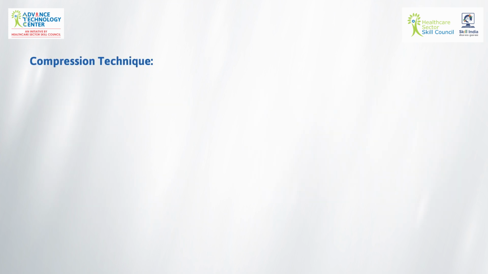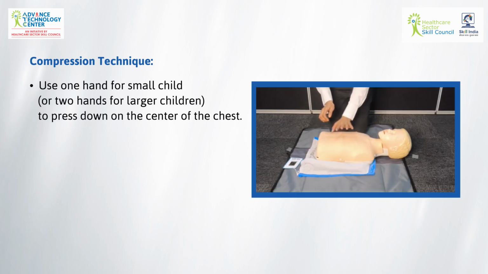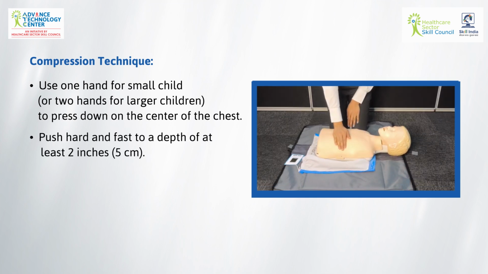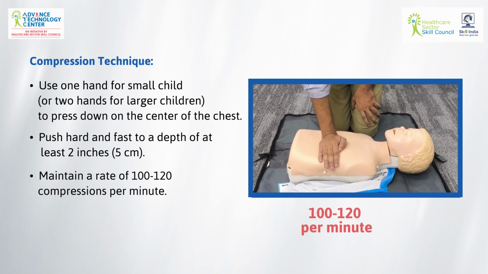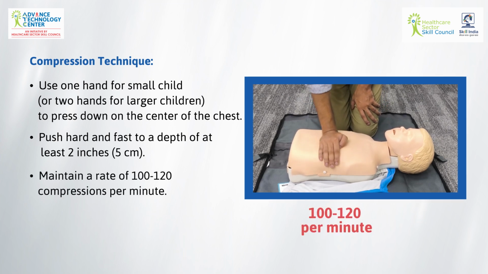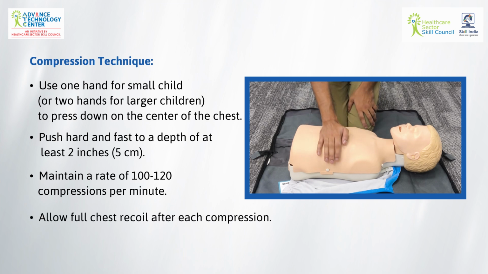Compression technique. Use 1 hand for a small child, or 2 hands for larger children, to press down on the center of the chest. Push hard and fast to a depth of at least 2 inches, 5 centimeters. Maintain a rate of 120 compressions per minute. Allow full chest recoil after each compression.